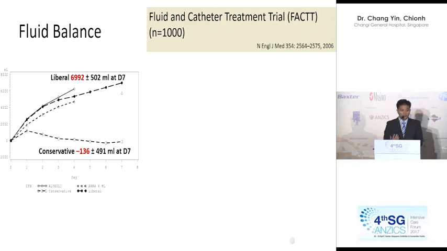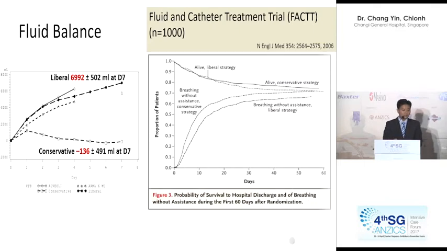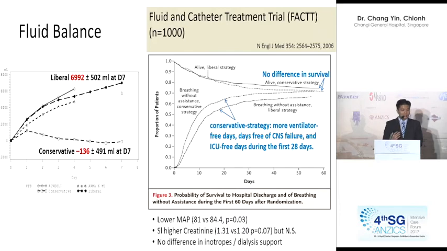Another study, very well known, the FACTT study, which also looked at the different types of fluid regimens post-acute resuscitation. So a liberal fluid strategy had a positive balance of about 7 liters, while a conservative fluid strategy is almost a neutral fluid balance. Here it is a negative 136 mL. Looking at the survival, no differences in terms of survival at 60 days. And the conservative strategy had actually more ventilator-free days, although it did not translate to a difference in survival, but I think we'll all be very happy to have our patients being less dependent on the ventilator.